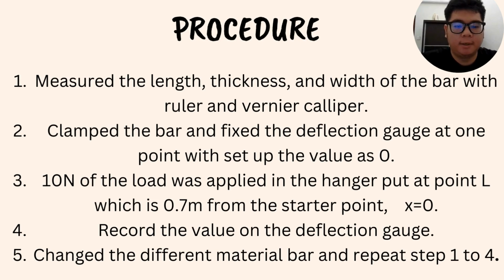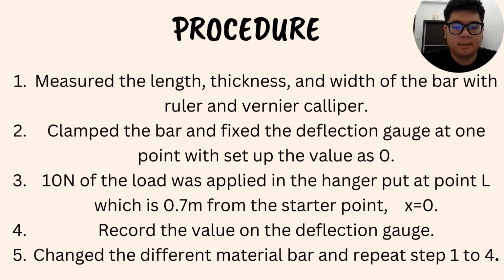So next is the experiment procedure. For the first step, we need to measure the length, thickness, and the width of the bar with the ruler and the vernier caliper. The second step is to take the bar and fix the deflection gauge at one point. We set the value as zero.